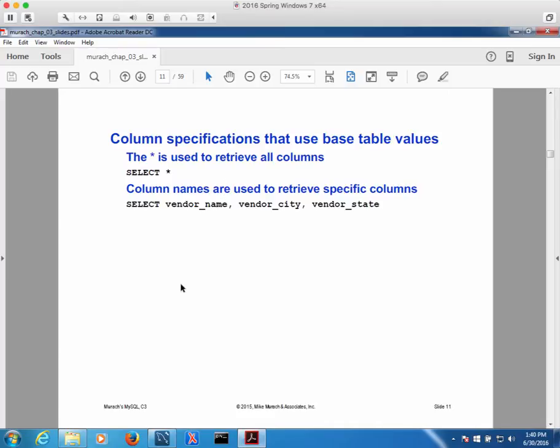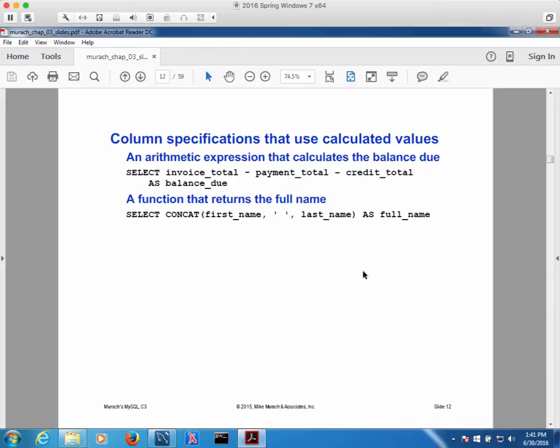So column specifications that use base table values. Here's a basic one here. Select asterisk, all of the columns. Select and then a list of the column names. Okay, we've used those already. We know how they work.